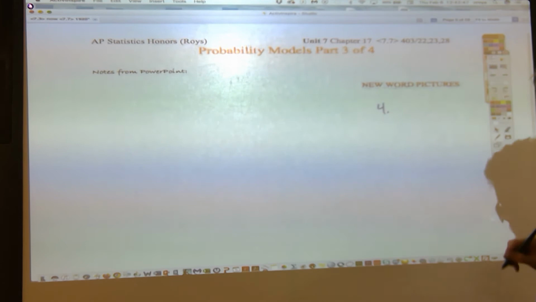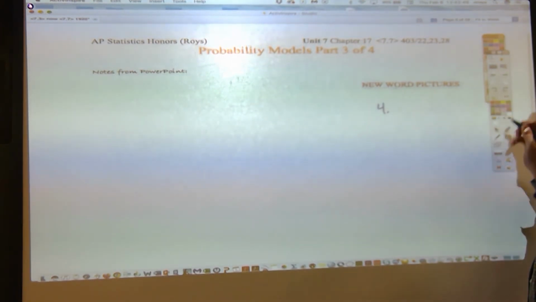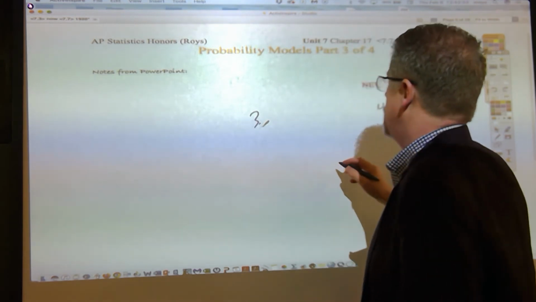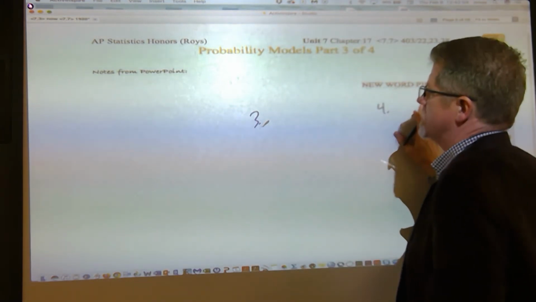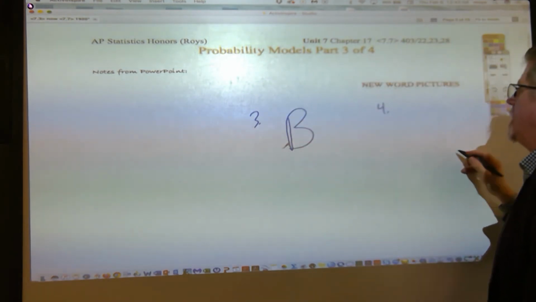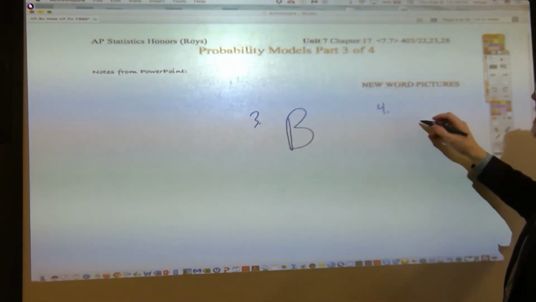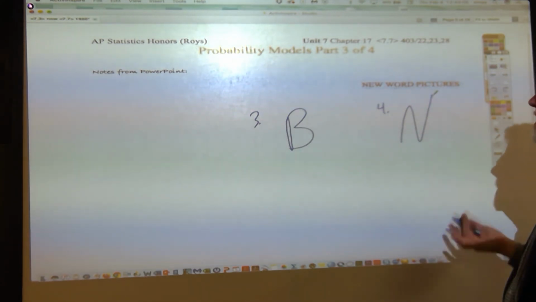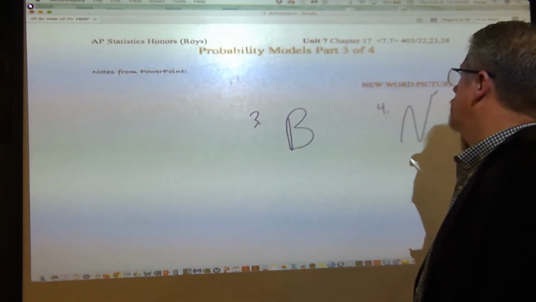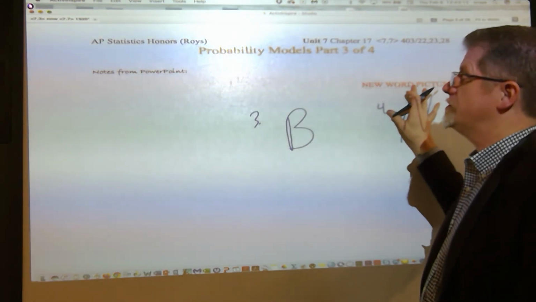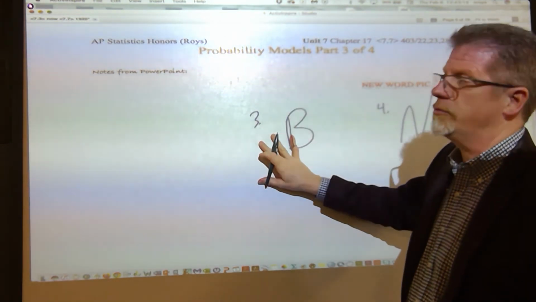So here we go. Consider the binomial model, which is the topic of word picture 3. Turns out that word picture 4 is an approximation for word picture 3. In word picture 3, we have the binomial model. And in word picture 4, the name of it is the normal approximation of the binomial distribution of random variable X. So word picture 4 gives us a streamlined approach to approximate the answers that come from word picture 3.